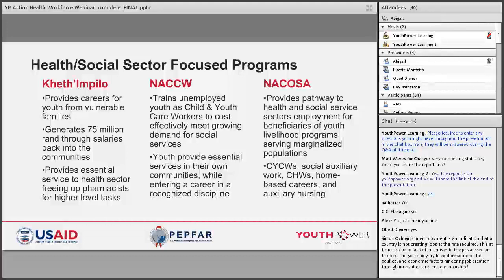And then thirdly, we had Nakosa. Nakosa also provides child and youth care worker training, but they additionally work in the fields of social auxiliary workers who assist social workers, community health workers, home-based carers, and auxiliary nursing.